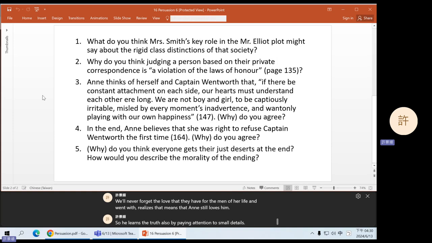So he learns the truth also by paying attention to small details. So, you know, when it says we shouldn't pay too much attention to these small details, the novel itself disagrees. Jane Austen herself disagrees.